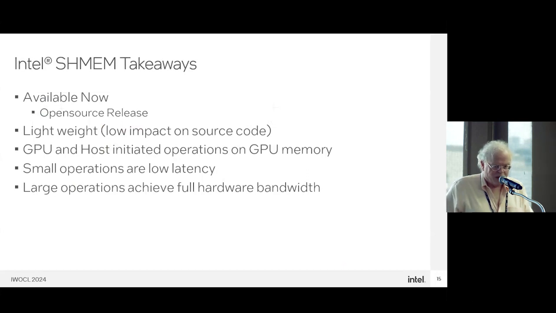So the takeaways from all this are that it's available now, rather lightweight. So if you'd like to go beyond the bounds of a single GPU, this is worth a try. You can have both host and GPU initiated operations that work on either host or GPU memory. The small operations, if you're just doing individual loads, puts and gets, those are quite low latency to let you talk to memory on a different node and different GPU. And the large operations achieve the full hardware bandwidth by exploiting the level 0 copy engine hardware.